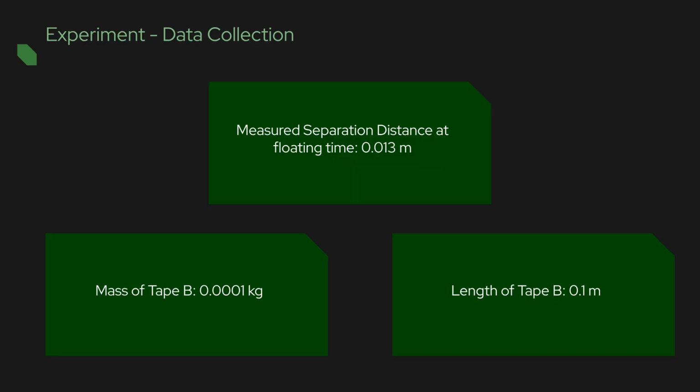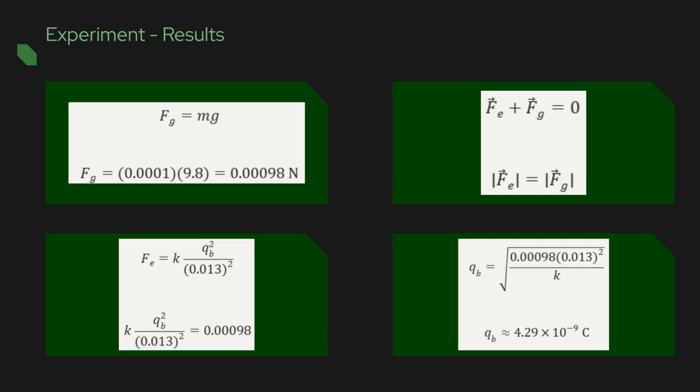For this experiment, the data we collected was that the measured separation distance at floating time was 0.013 meters, the mass of the tape was 0.0001 kilograms, and the length of the tape was 0.1 meters. To calculate the results of this experiment, first we found the gravitational force on the upper tape, second we found the electric force on the lower tape, then we set them equal to each other and solved for the charge on either tape as they were the same, and it gave us approximately 4.29 times 10 to the negative 9 coulombs.